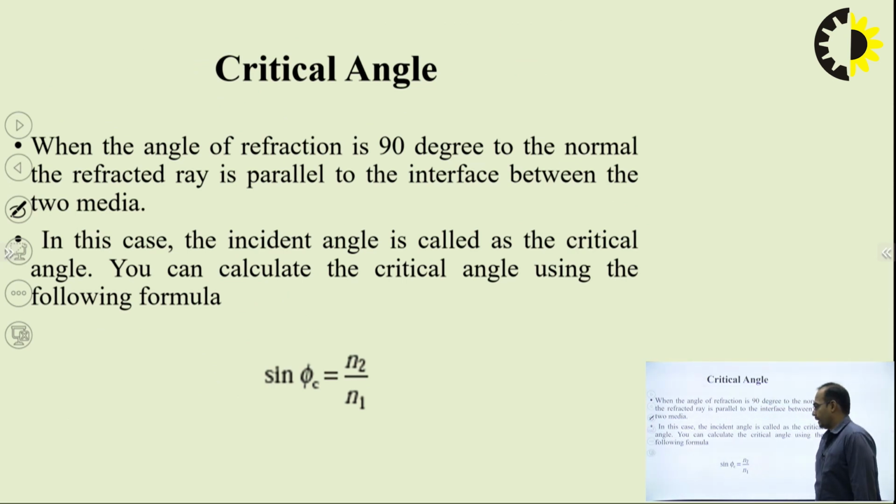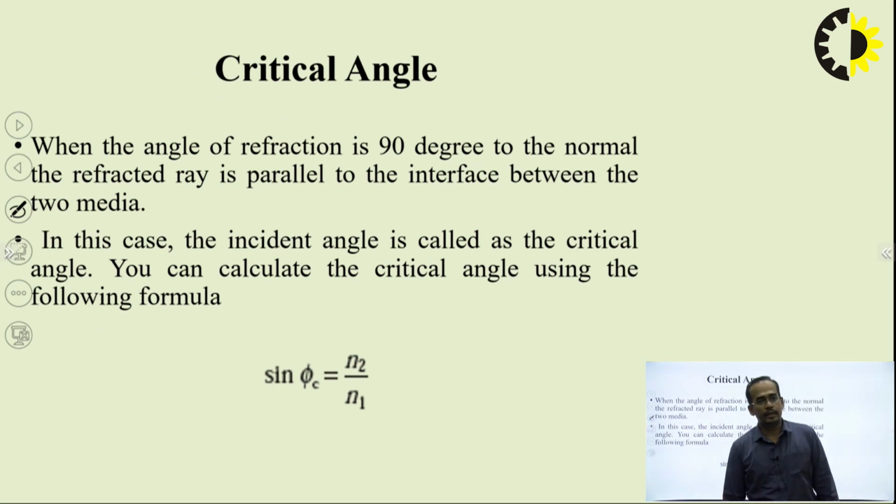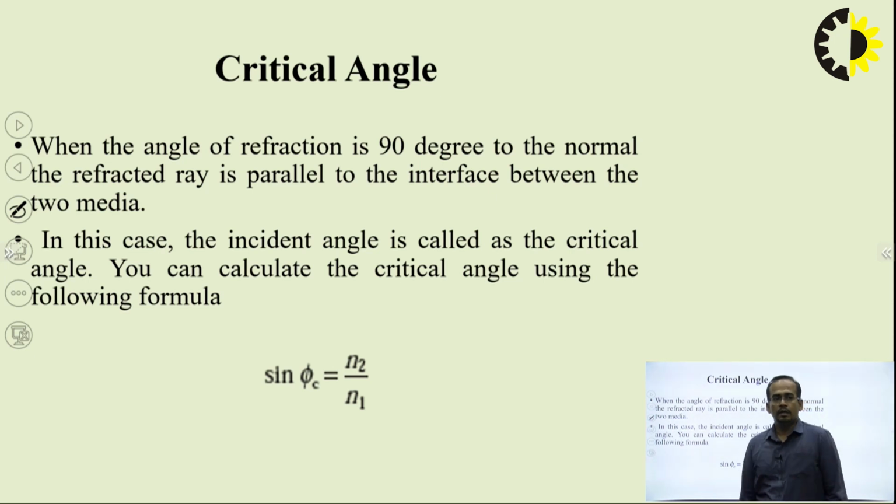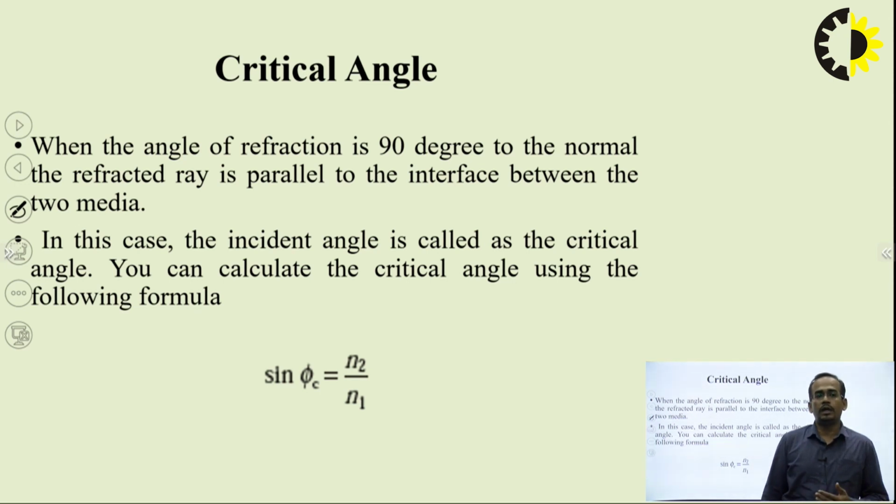Now, what is the critical angle? I have already defined this. When the angle of refraction is 90 degrees to the normal, the refracted ray is parallel to the interface between the two media, the interface being the boundary of medium 1 and medium 2, which connects the two mediums. In this case, the incident angle is called the critical angle. So, the critical angle is nothing but the incident angle when the angle of refraction is 90 degrees to the normal.